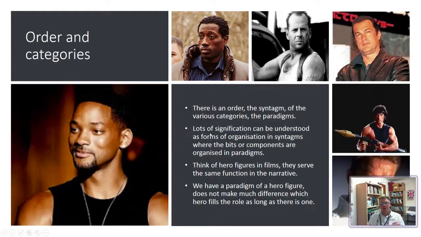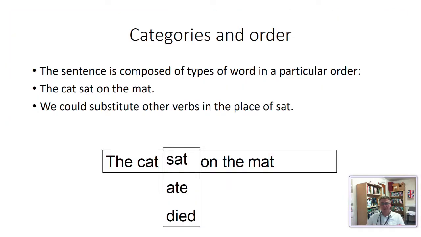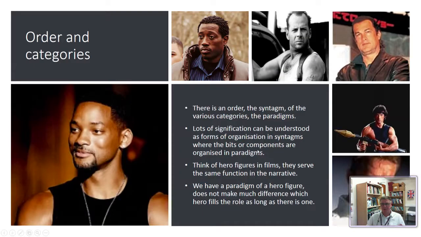Now, there is an order, the syntagm, of various categories, the paradigms. So this is a paradigmatic analysis, these are the different paradigms of words, and this is the syntagmatic analysis of the sentence. So lots of signification can be understood as forms of organisation in syntagms where the bits or components are organised into paradigms. So for example, you think of a Hollywood action movie film.